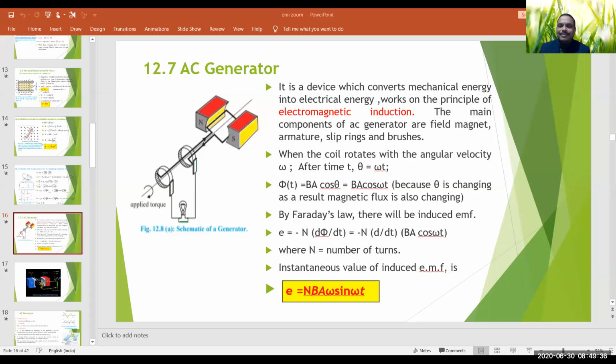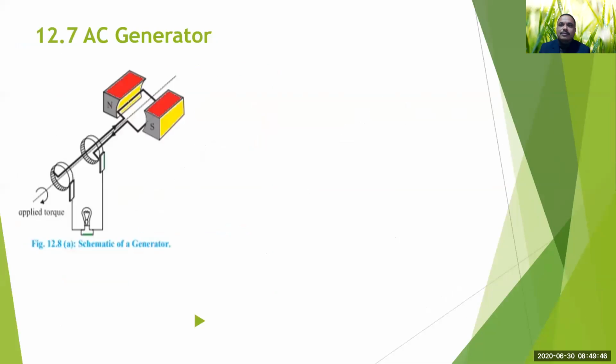Good morning, students. Today we have to discuss the next article from electromagnetic induction, that is the AC generator. In previous standard, you saw about the AC and DC generator. The screen shows the schematic diagram of a generator.